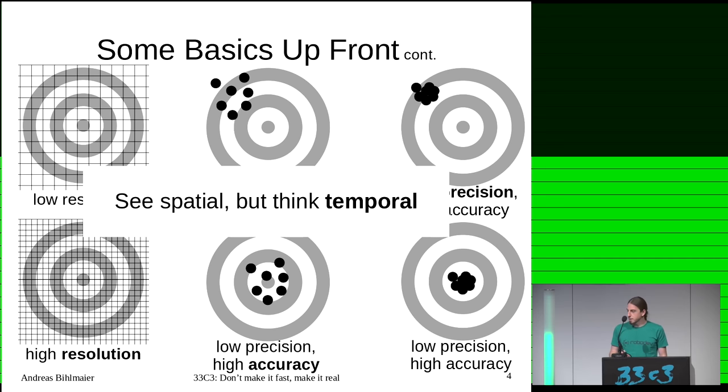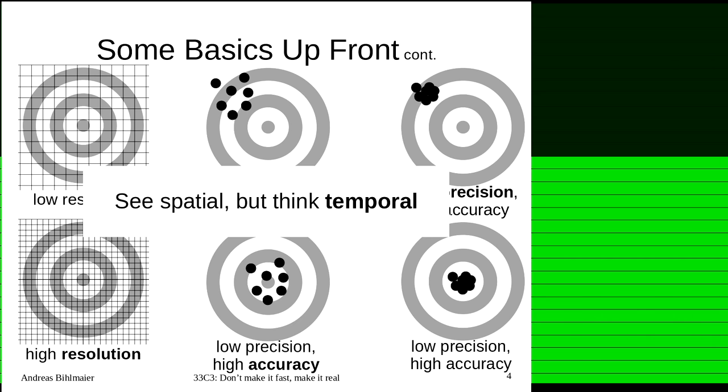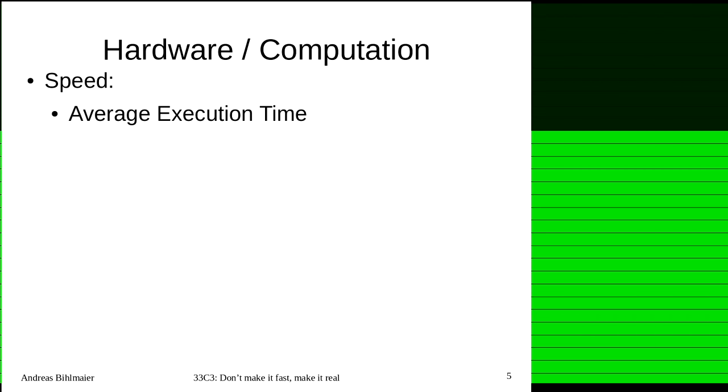So this is now spatial, but in real-time systems, you have to transfer this visualization to the temporal domain. So you can have systems that have a really high temporal accuracy but a low precision, which may be acceptable or really bad.